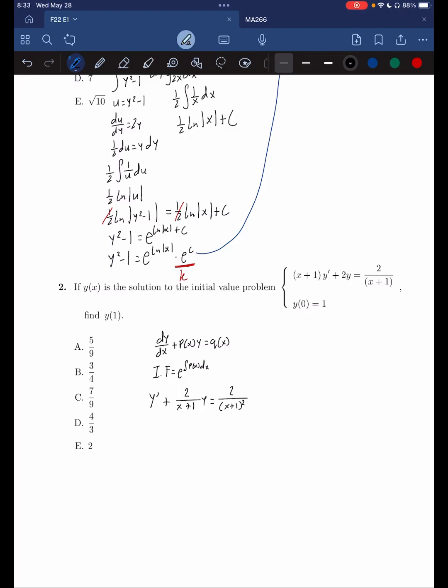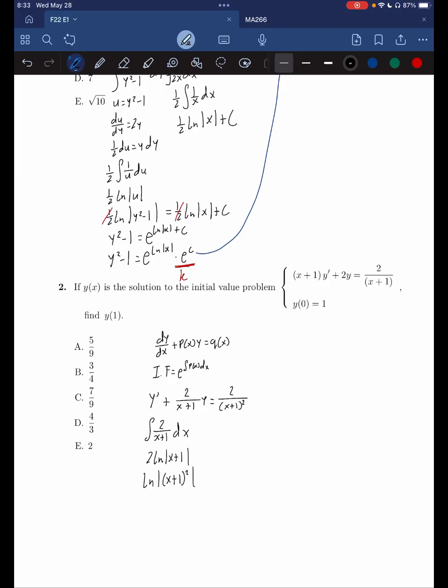Our p of x is now 2 over x plus 1. And integrating p of x is our first step to finding our integrating factor. Now, the integral of this is really simple. It's just 2 ln of x plus 1. And using our log properties, we can say that this is ln of x plus 1 squared. And you don't need these absolute value signs anymore since x plus 1 squared will always be positive.